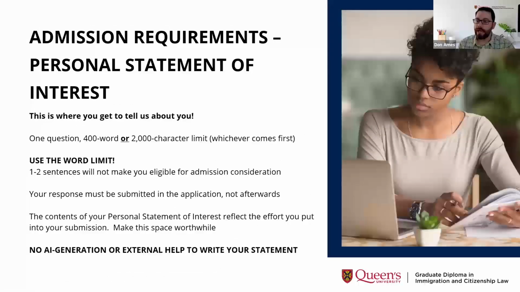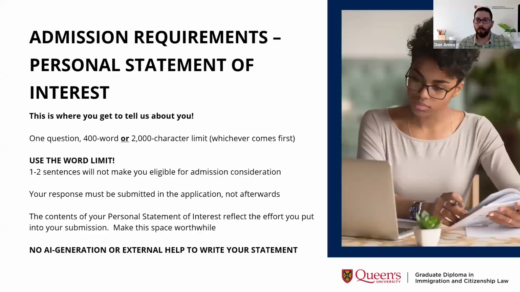Let's talk about the final item that every applicant needs to submit, and that is a personal statement of interest response. This is the prime opportunity for you to tell us about yourself. You have 400 words or 2,000 characters as a maximum limit, whichever one comes first, to enter into a text box a response to our personal statement of interest question. We really encourage you to utilize the word limit to its fullest. This is the only opportunity that you have to write about yourself, really.